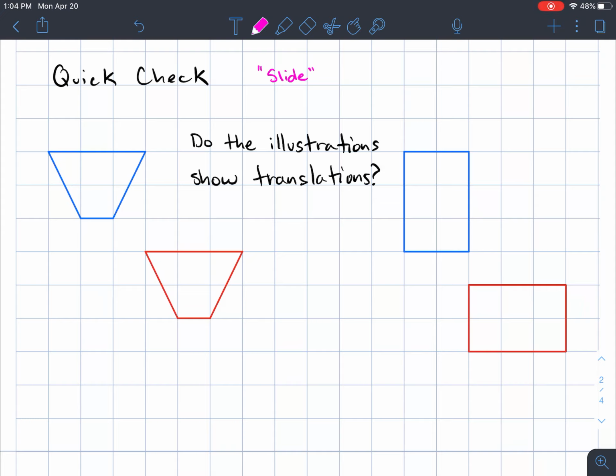You have two sets of shapes on the left-hand side, so let's focus our attention here. You have a blue trapezoid and a red trapezoid. Let's say the blue is the pre-image and the red is the image. In other words, we went from this shape here to this shape there. Is it a translation? Why or why not? Well, if you look at the shape, it was simply what?